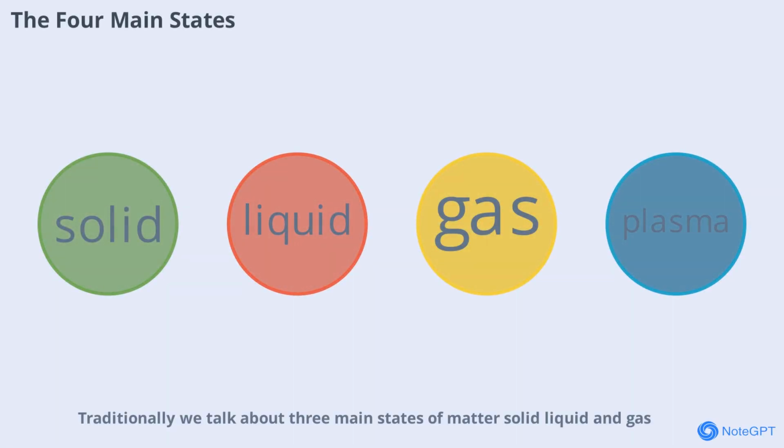Traditionally, we talk about three main states of matter: solid, liquid, and gas. But there's actually a fourth state called plasma. Each state has its own unique properties and behaviors. In this video, we'll look at each state in detail, see how they differ, and discover where we can find them in our daily lives and in the universe.